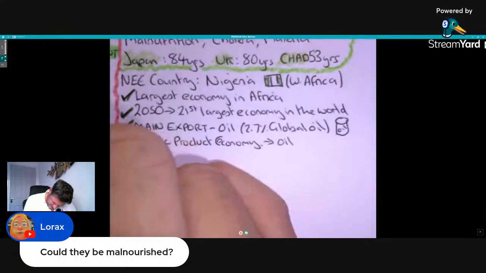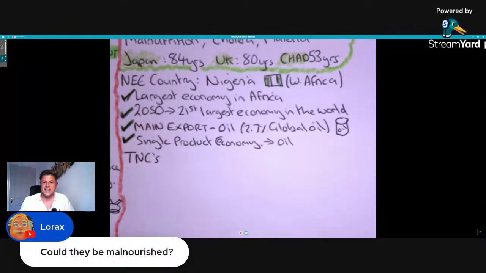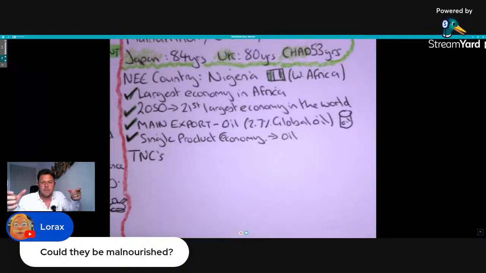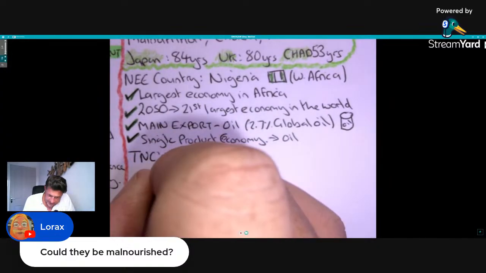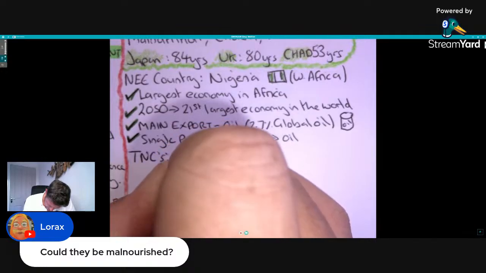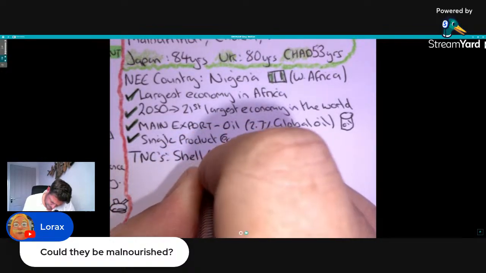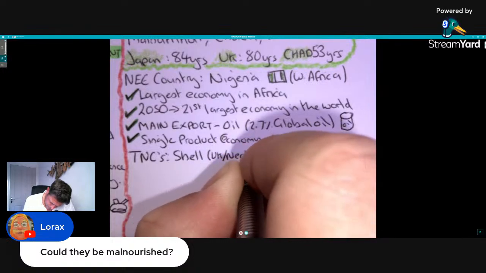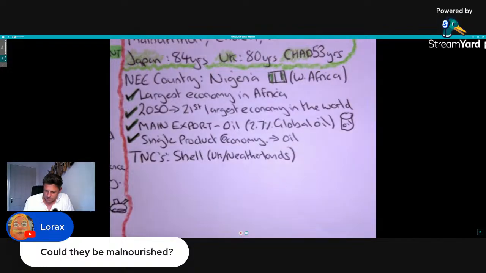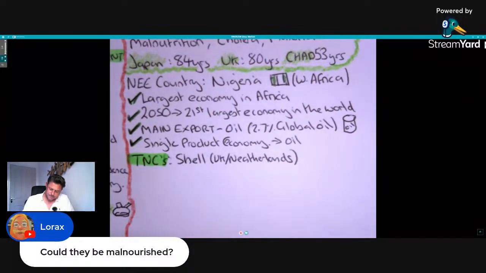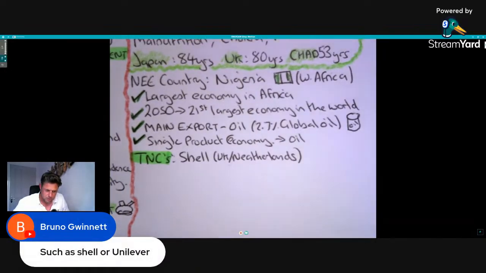It's got some major TNCs, or transnational corporations. A TNC is a company that is global. It has its headquarters usually in a HIC, like the US or the UK, and it has its production usually in poorer nations, like Nigeria. The TNC that we studied was Shell, which is a UK and Netherlands company. That's why it's called Royal Dutch Shell. And it has the symbol of a shell on it.